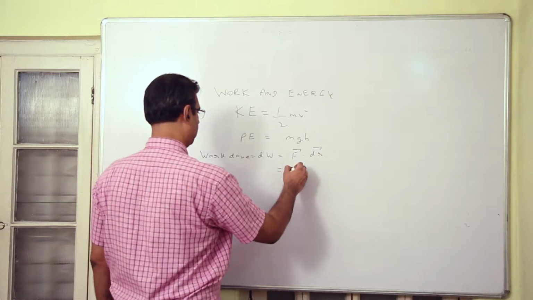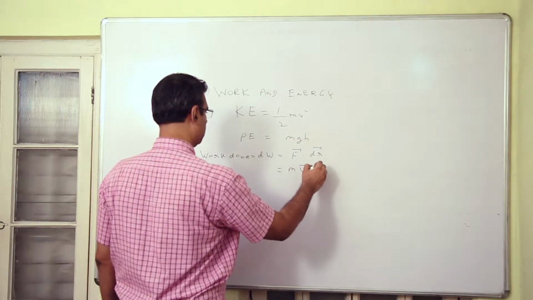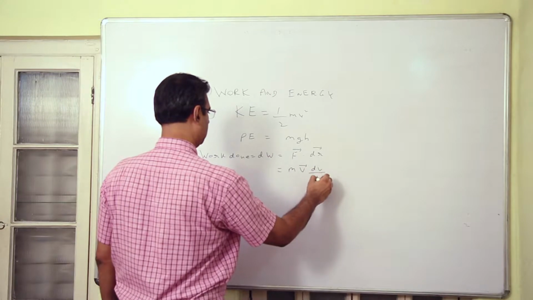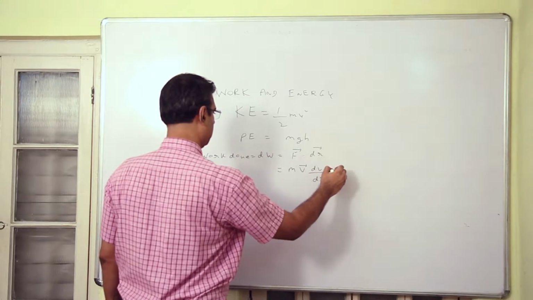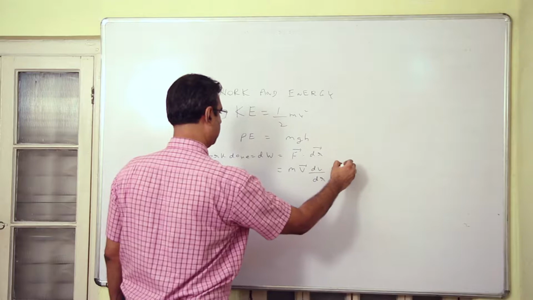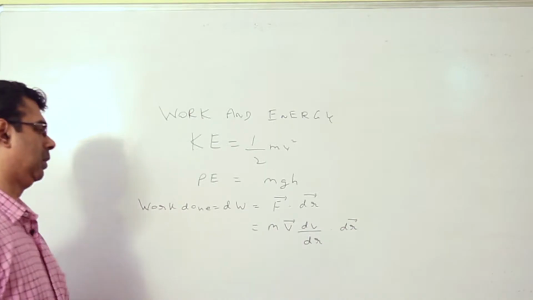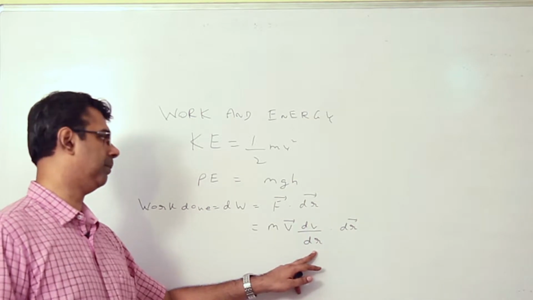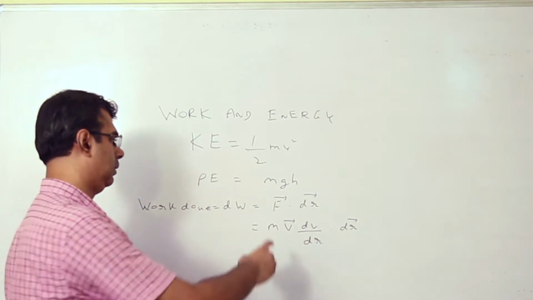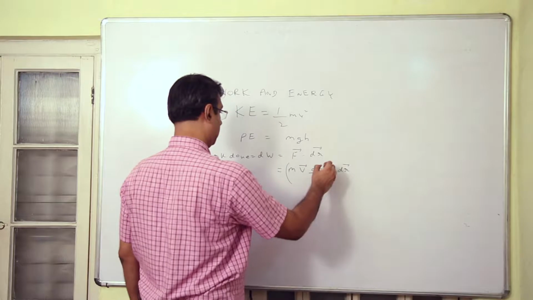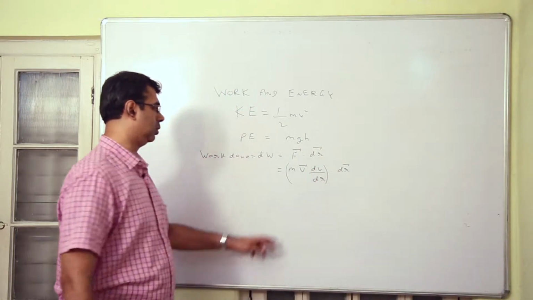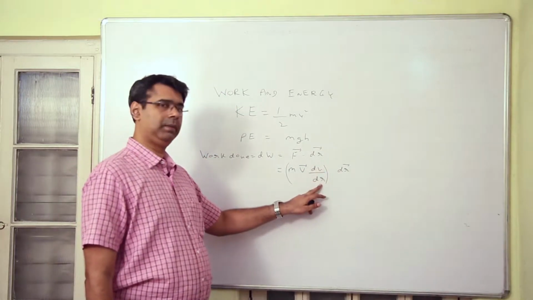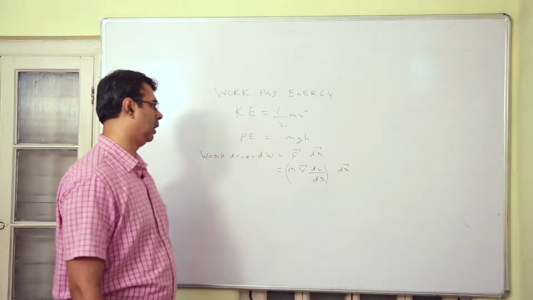Now you know that according to chain rule, force can be written like this. Force can be written as mv into dv by dr. So basically F dot dr becomes m into v into dv by dr dot dr.